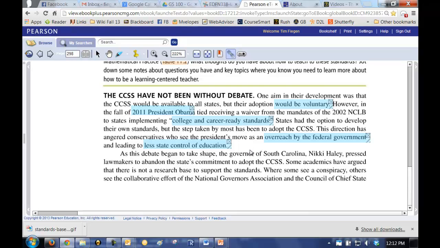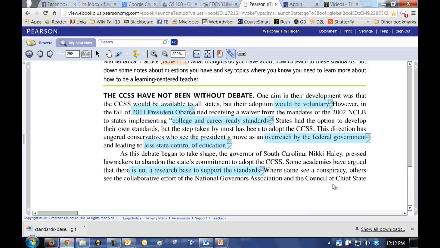So that was another way he greased the wheel for this to happen. As this debate began to take shape, the governor of South Carolina, Nikki Haley, pressed lawmakers to abandon state commitment to adopt this. Some academics have argued that there is not a research base. And that's what is our big thing now. Everything has to be research-based, but there was no research behind these standards.